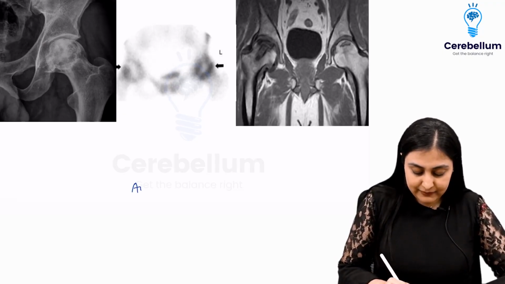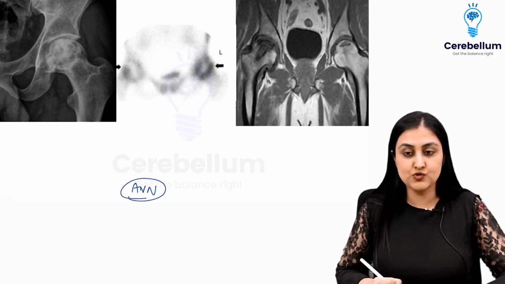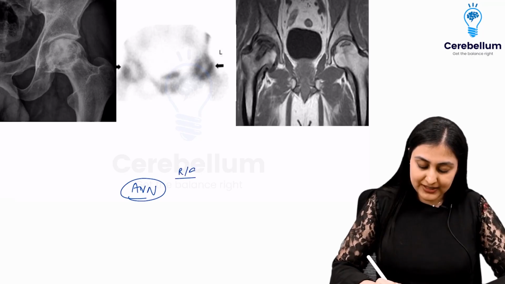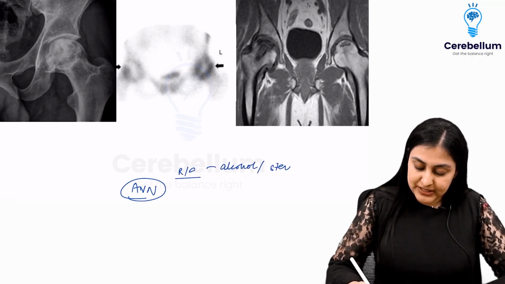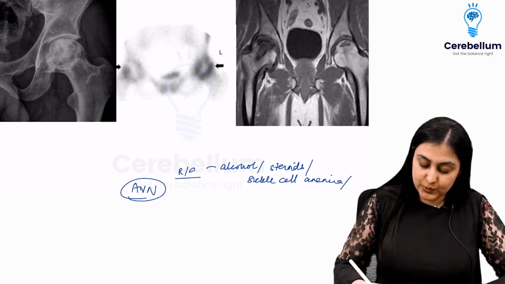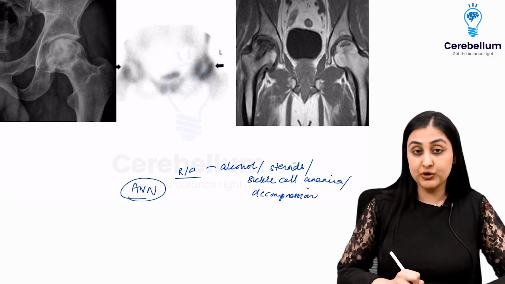Now going ahead and discussing the next important condition, which has had a lot of questions in recent years, is AVN. So AVN, which is avascular necrosis, frequently involves the hip joint. Hip joint is the most common joint to be involved. Here you would have risk factors such as alcohol abuse. They can give you that the patient is on steroids, the patient has sickle cell anemia, or could be associated with decompression sickness, right? So such history would be given to you.